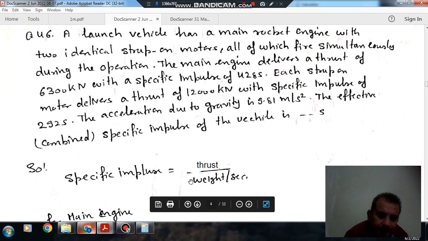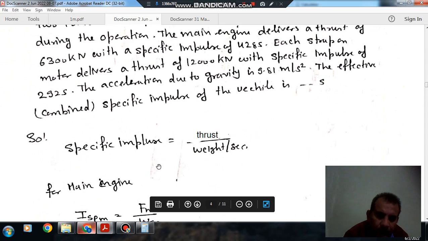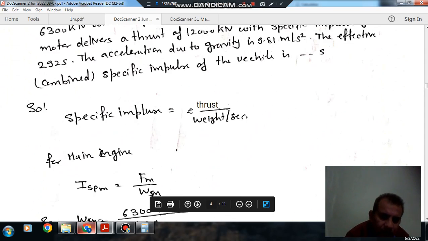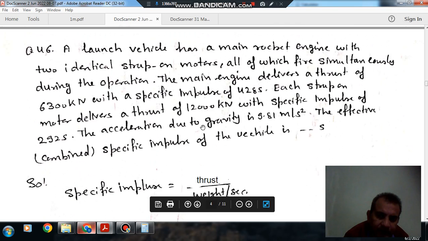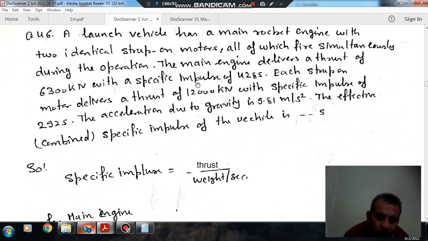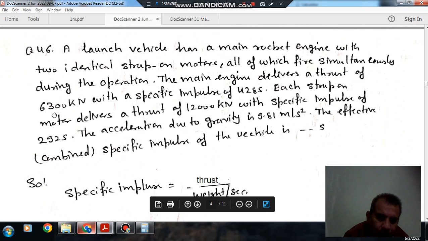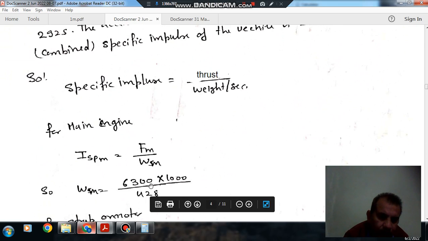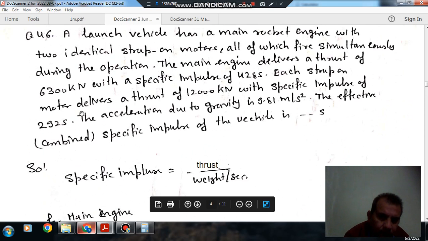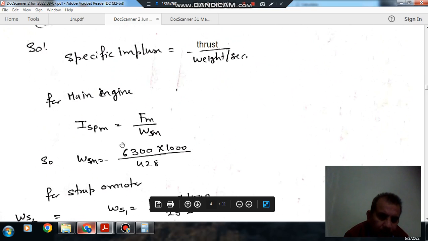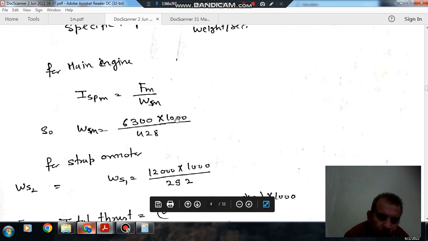Specific impulse is thrust by weight per second. The general formula for specific impulse is thrust by weight per second. When we consider the main engine, the thrust is 6300 or 6300 into 1000 newton, and the weight per second is Wm, and the specific impulse is given as 428. So we can find the weight per second, which comes out as 6300 into 1000 by 428.